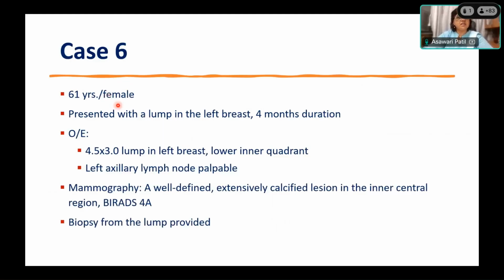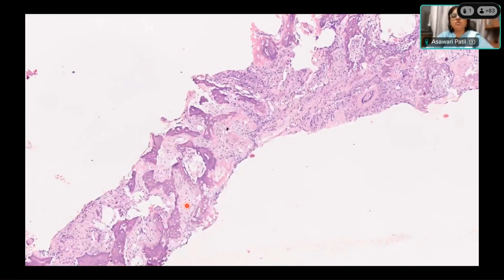Coming to case 6: a 61-year-old female with a left breast lump of 4 months duration. It is a 4.5 centimeter lump with palpable lymph nodes. It was a well-defined, extensively calcified lesion. Remember that. It was BI-RADS 4A, and we got a biopsy from the lump. Now, who wants to describe that? Either one of you volunteer, or I have to call the names.